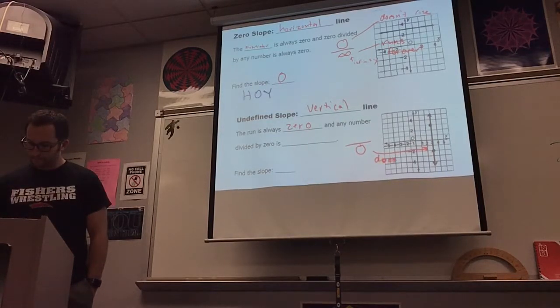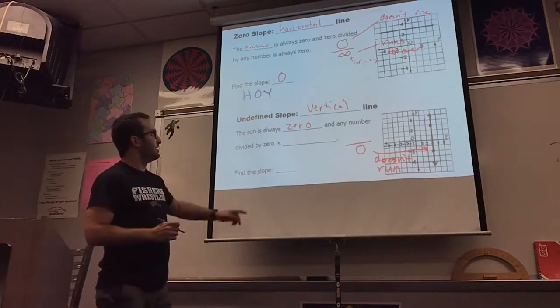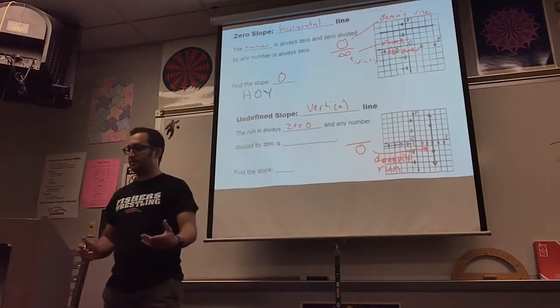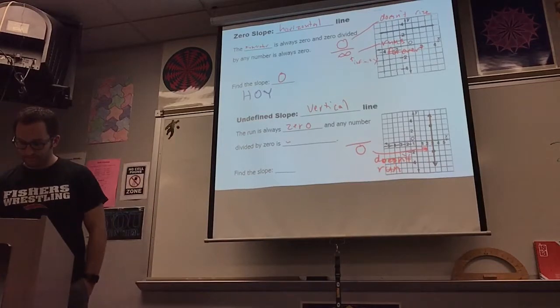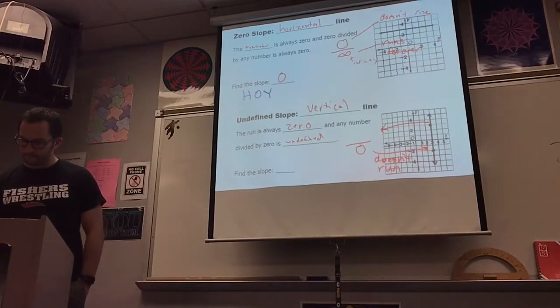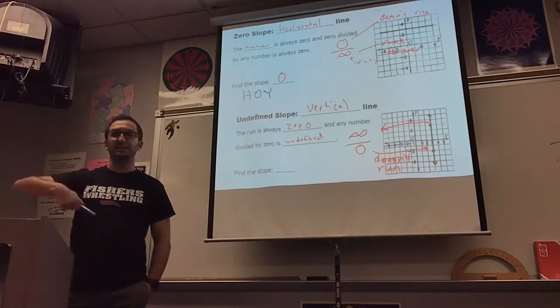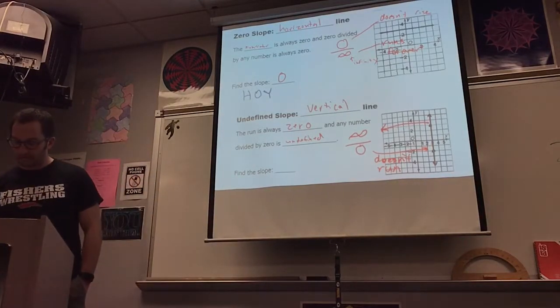Divided by 0 is 0? No. Any number divided by 0 is undefined. Why is it infinite? Because what's it do? What's the rise? It just keeps going. It rises infinitely. It rises forever.